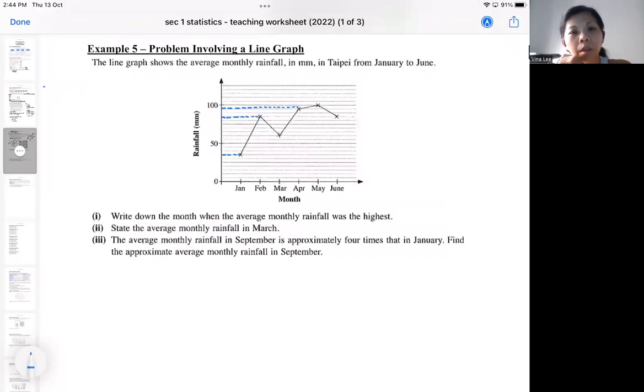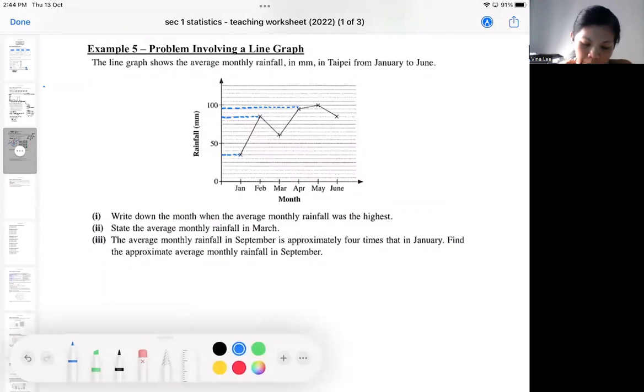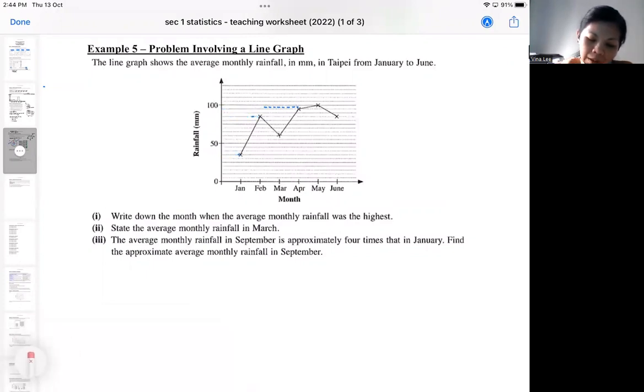So in this question, we are reading about the average rainfall in Taipei in the various months from January to June. They measure the rainfall by the height in mm. So be aware what you are reading is the amount of rainfall according to the height. In which month is the average monthly rainfall the highest? If you look at the highest point, the highest point is in May. That's very obvious.